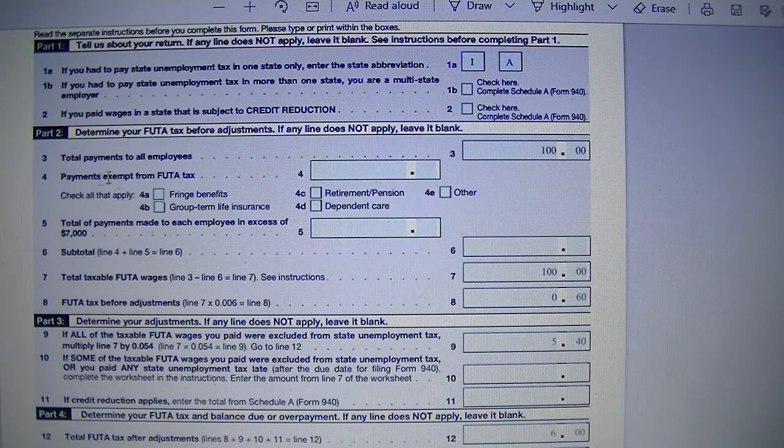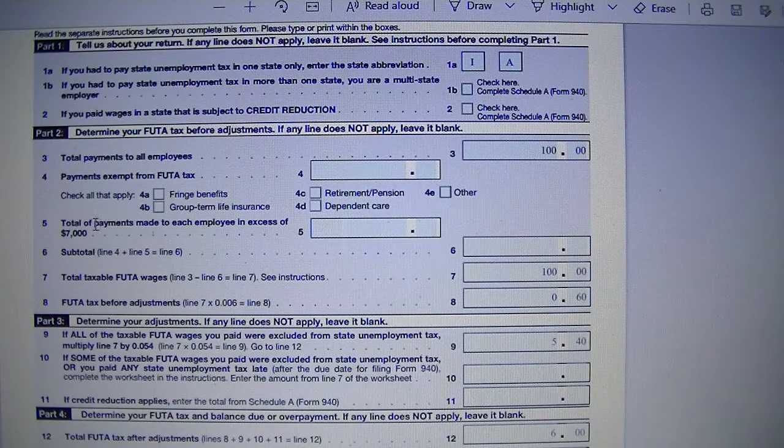Line 4, payments exempt from FUTA. That will go on line 4. And you have A, B, C, D, E to check. It could be fringe benefits that are exempt from FUTA. It could be group term life insurance. It could be retirement pension. It could be dependent care or other. So for anyone that is exempt from FUTA, you will put the amount on line 4 and you will check which box applies to that amount.